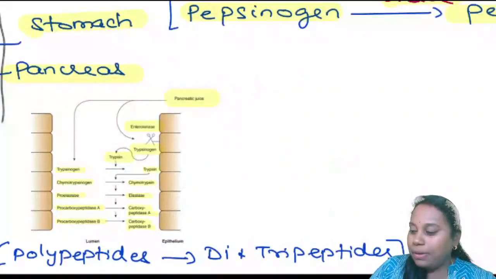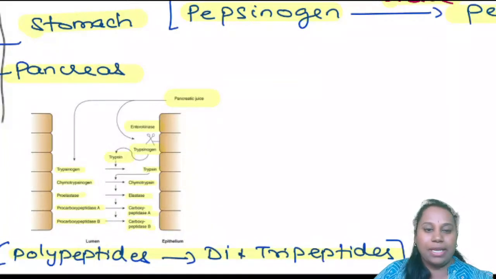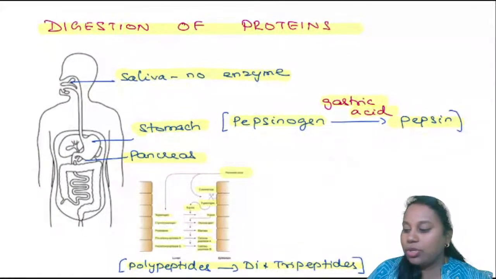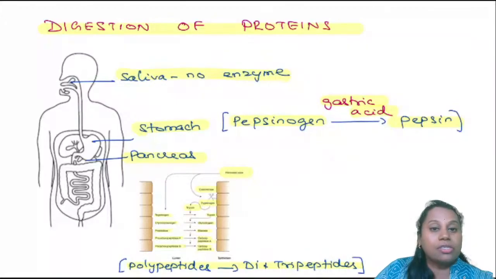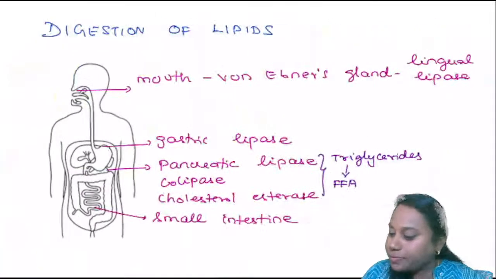Therefore, polypeptides are converted to di- and tripeptides. This is the digestion of protein. So for protein digestion, there is no enzyme in the saliva.